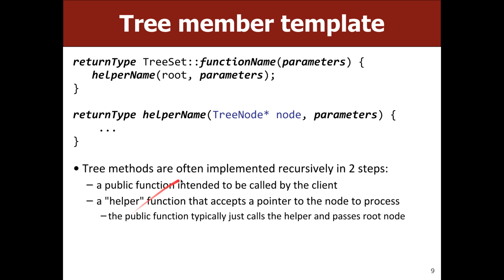So a really common thing is you would have something like this, where this is what you as the client, the person using the set or the map, would call. Then this function would just call some helper, which is the code that we wrote in class on Friday and today, and it would just pass in the root as that node. Does that kind of make sense?